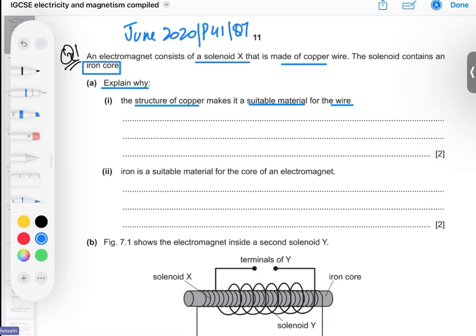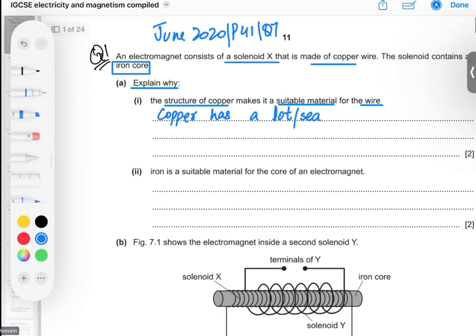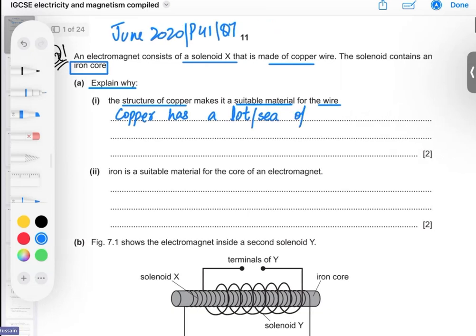There's current in the wire, right? So what makes copper suitable for this? How does this make the copper suitable? So what copper is basically, copper has a lot of free electrons. In other terms, we say that copper has a sea of free electrons. A lot, or you can say has a sea of free electrons.